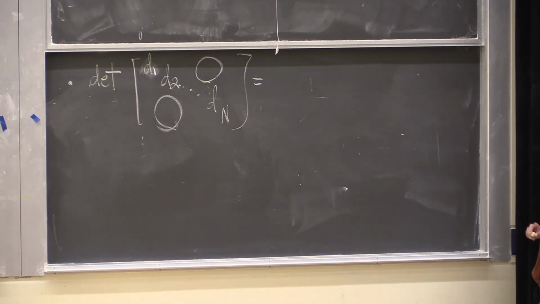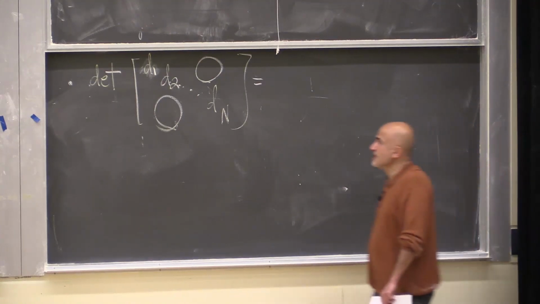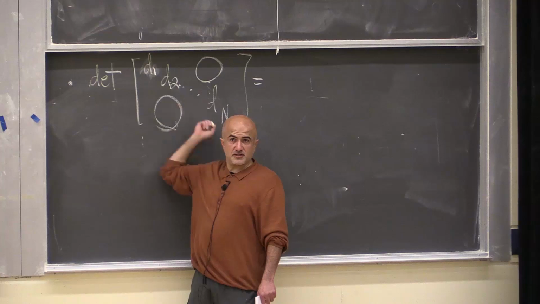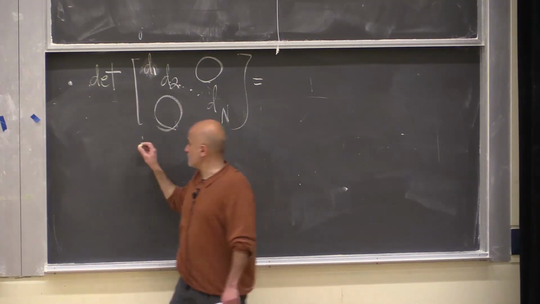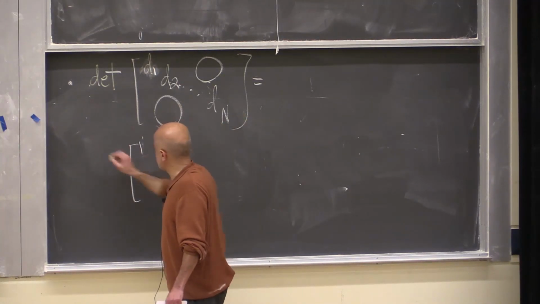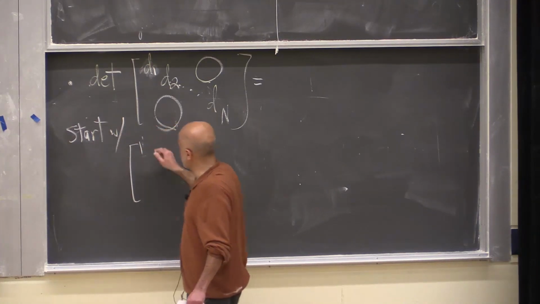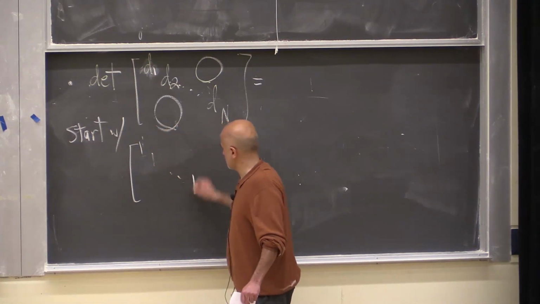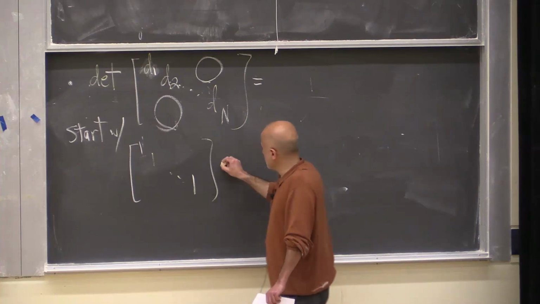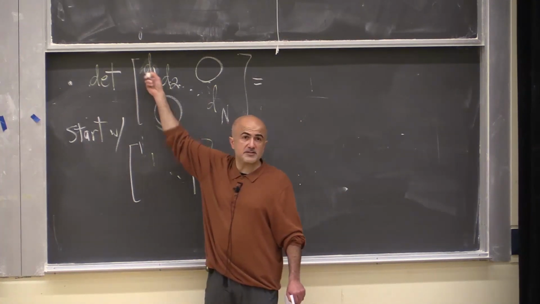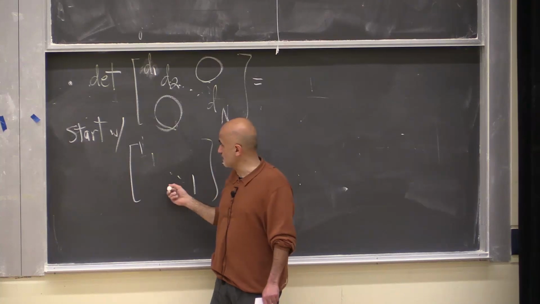Let me give you a hint, and I'll give you about 30 seconds to talk to your neighbors and see if you can sort this out. Start with an identity matrix, and step by step, modify that identity matrix to get this diagonal matrix. So if you start with the identity, 1, 1, 1. In the first step, what would you do to get a D1 in this entry? What would you do to this diagonal matrix?